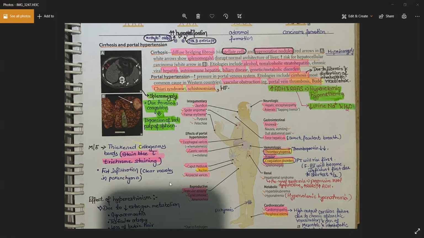Is that okay up to here? The cause of cirrhosis and the cause of portal hypertension? I have one question. Yes. Is there any reason behind portal vein thrombosis? Like, is there any disease which can cause portal vein thrombosis? Just like a deep vein thrombosis, you can have a portal vein thrombosis also.